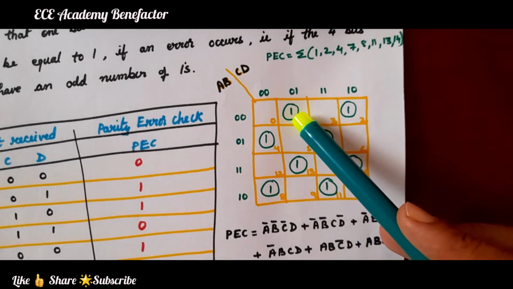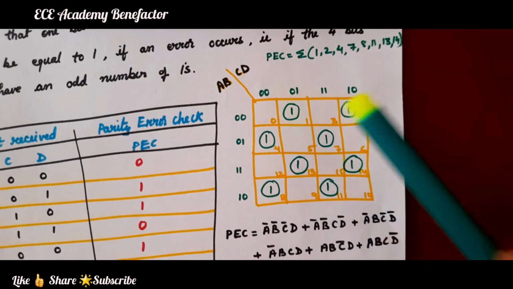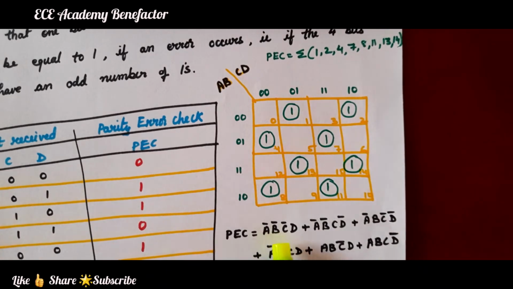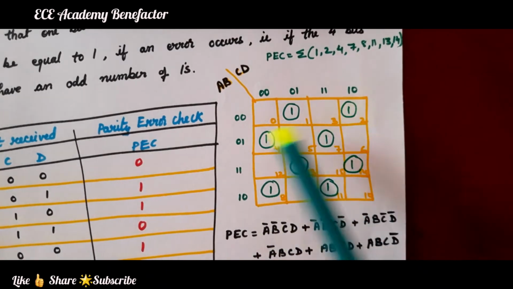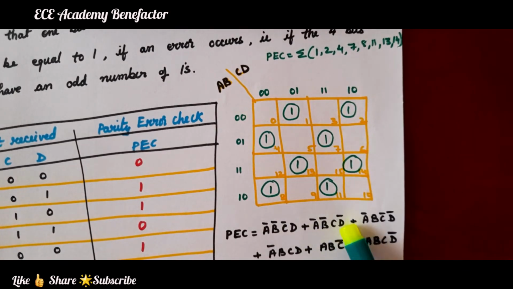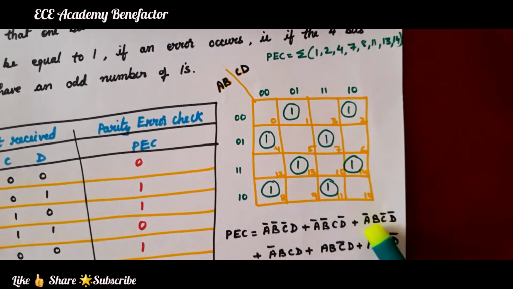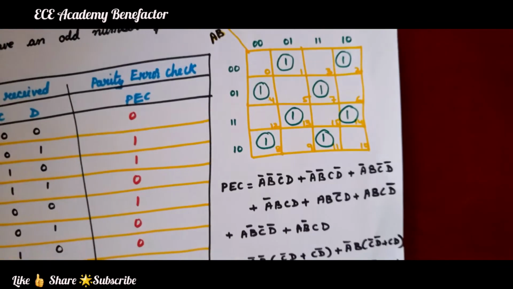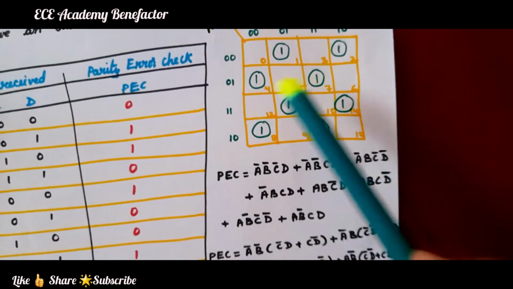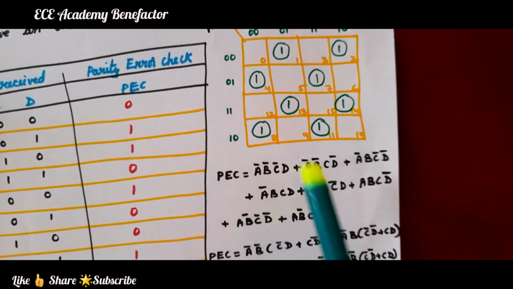For this, what is the term? It is 0001, which means A bar, B bar, C bar, D. This one is 0010, that is A bar, B bar, C, D bar. For this term it is 0100, which means A bar, B, C bar, D bar. Now let us see this term. It is 0111, which means A bar, B, C, D.